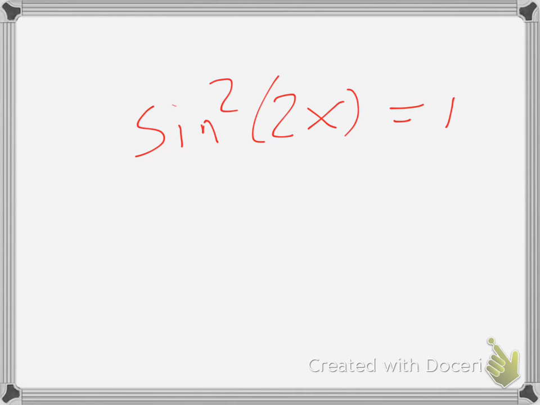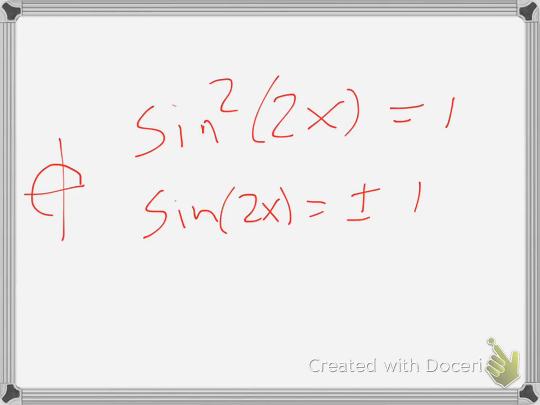So you have a couple options here. You can use an identity, but I think the easiest thing to do is just to take the square root. So you have sine of 2x equals plus or minus 1. And because you're going to have a 2x when you take arcsine, if you look at the unit circle, I kind of want to go twice around the circle because I know I'm going to divide by 2. So sine is plus or minus 1 at pi over 2 and 3 pi over 2. So 2x is going to be pi over 2 or 3 pi over 2.